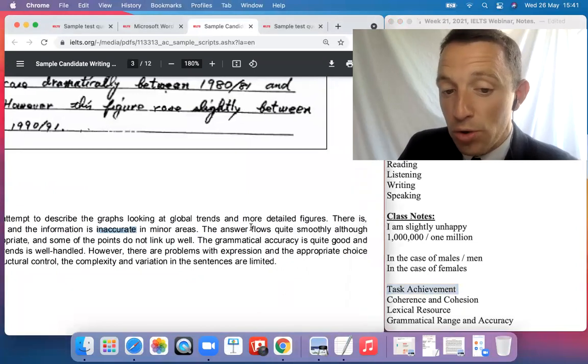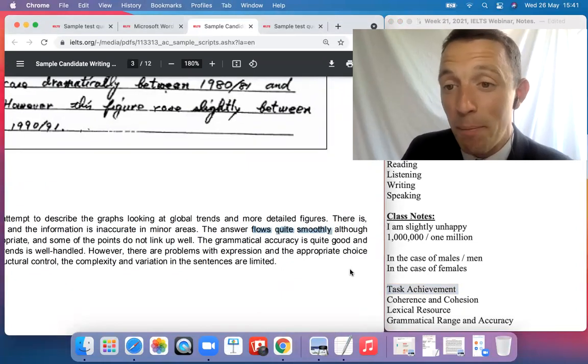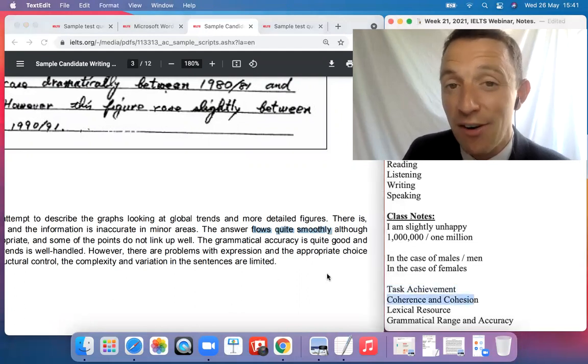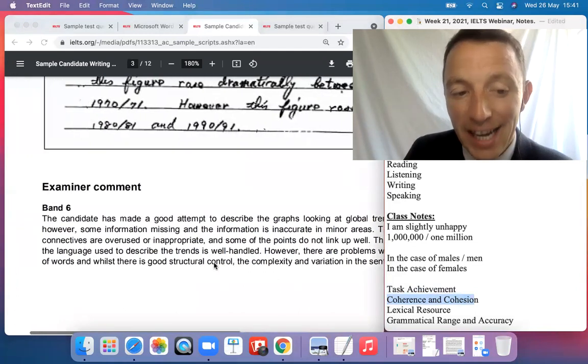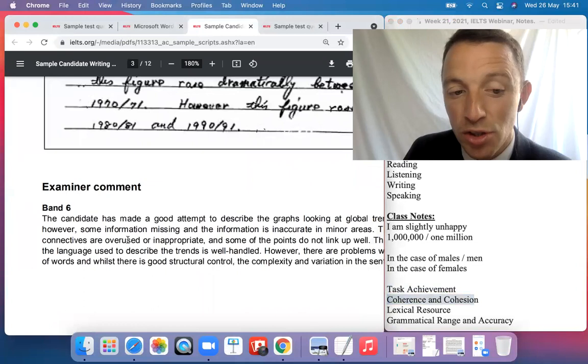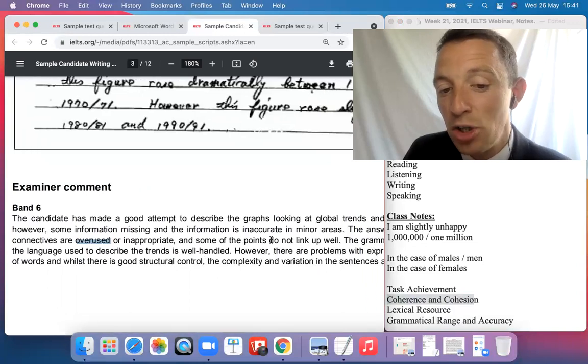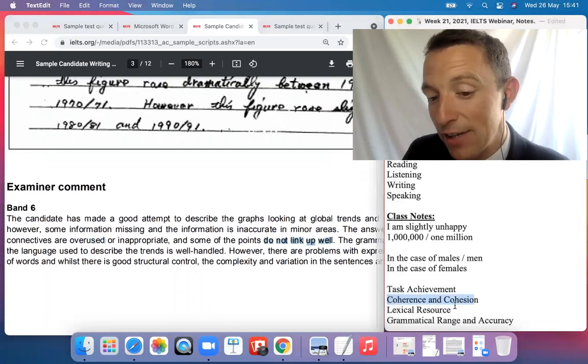The answer flows quite smoothly, so that's a compliment, a very good comment. That's in relation to coherence and cohesion. In general, it's easy to read, very comfortable and very appropriate. I agree, although connectives are overused. So repetition of however and repetition of on the other hand are inappropriate. And some of the points do not link up well. So that's probably in relation to coherence and cohesion.